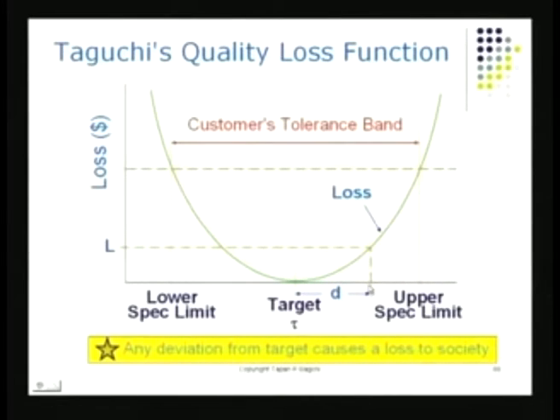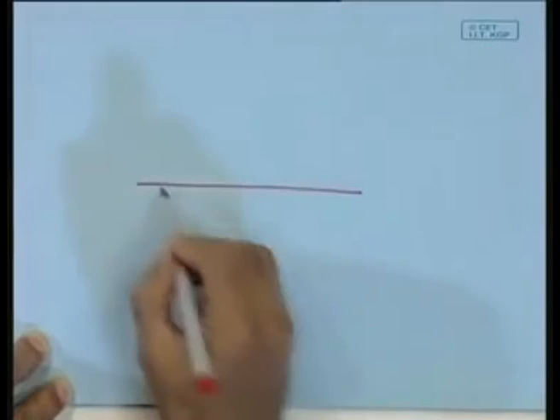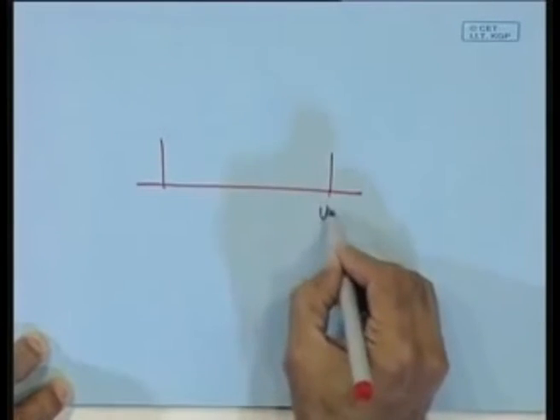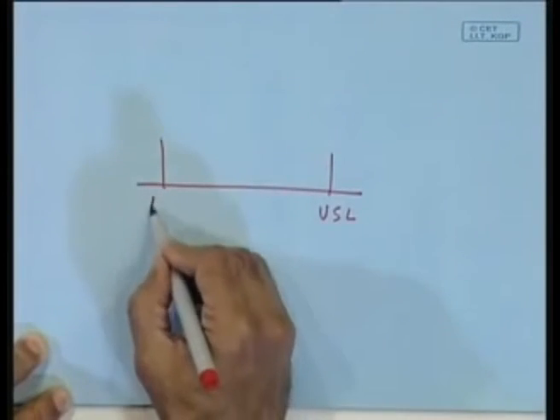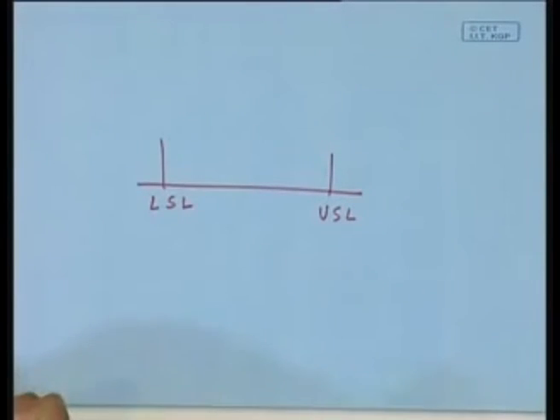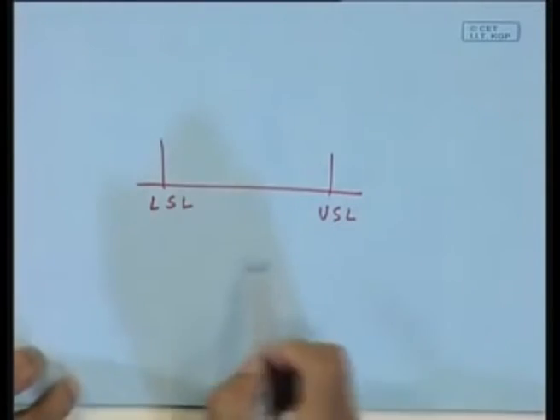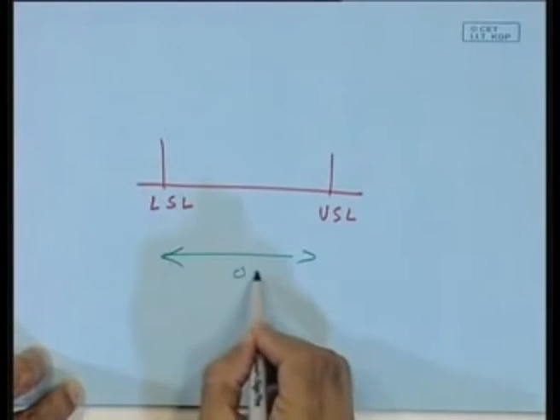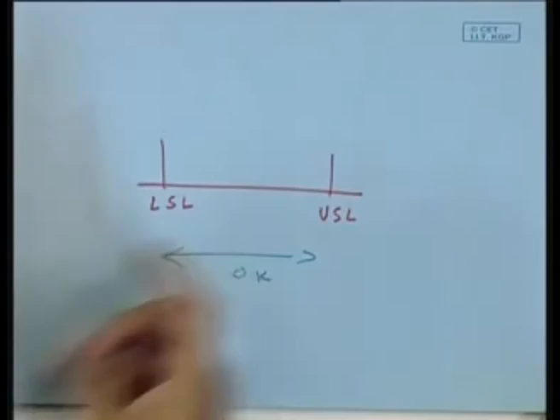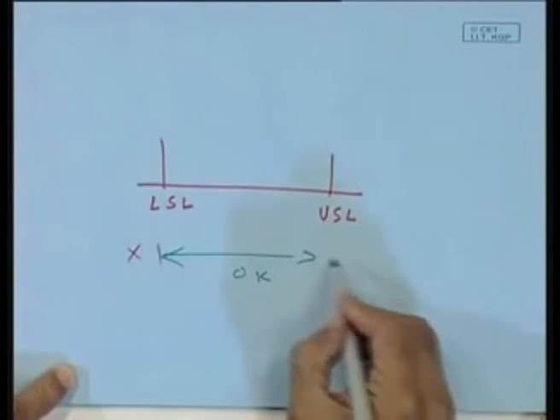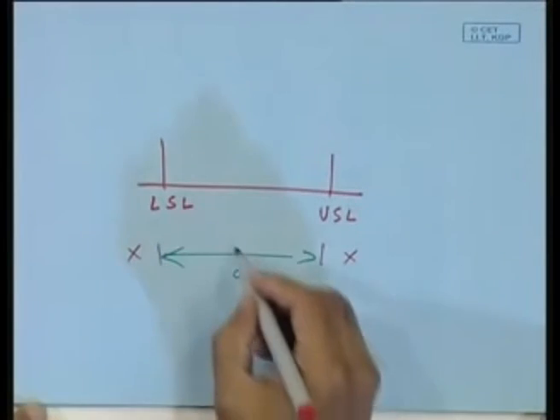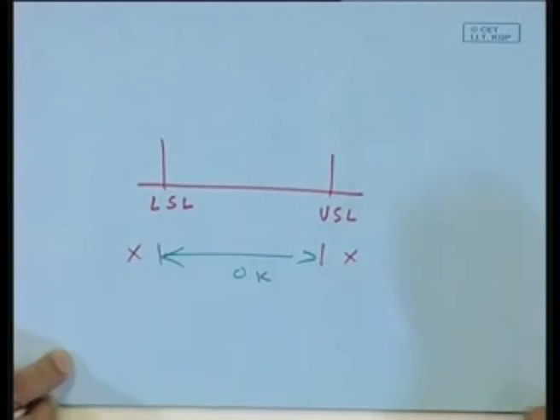Now, generally speaking, what happens when you specify something? When you try to convey your requirements, we try to say, well, if I'm buying something, I'm going to give you an upper spec limit and I'm going to give you a lower spec limit. Anything in this area is okay, and anything outside, on this side or on this side, is not okay. But anything inside is going to be okay. This is a general perception.